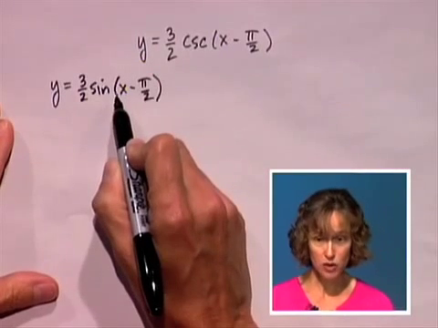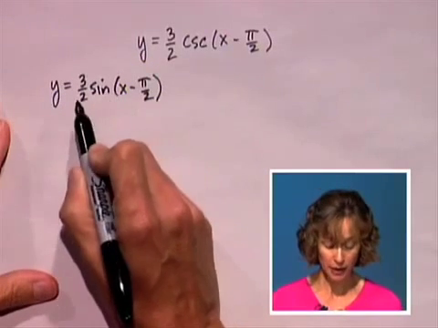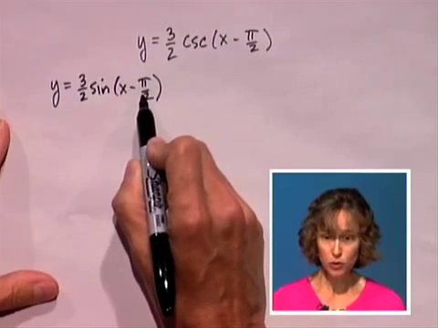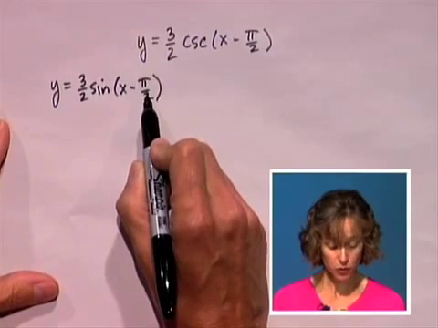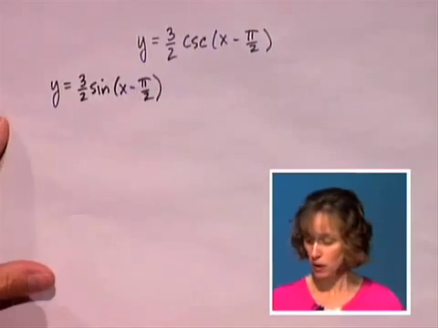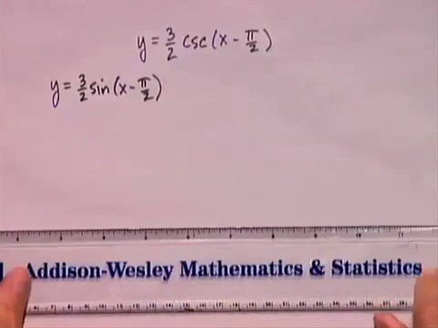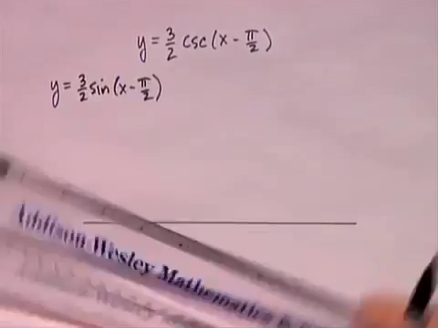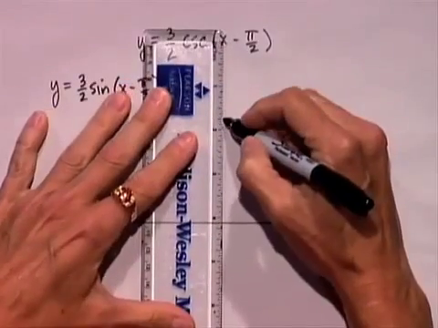The coefficient of x is 1, so the period's going to be 2 pi. The amplitude's 3/2. This pi over 2 is going to create a horizontal shift of pi over 2 units to the right. So let's start by drawing some axes to work with and scaling our axes accordingly.